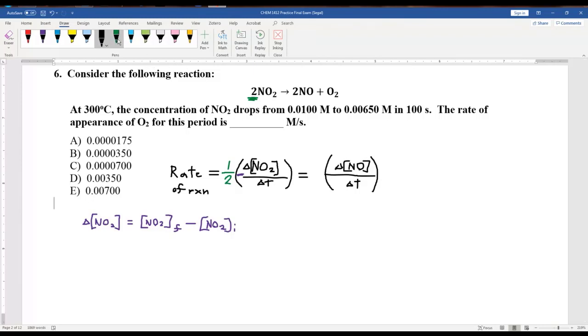And if that's the case, I'm also going to do 1/2, because once again, the coefficient is 2, I use the fraction of the coefficient so that the rates are all expressed as the same amount.